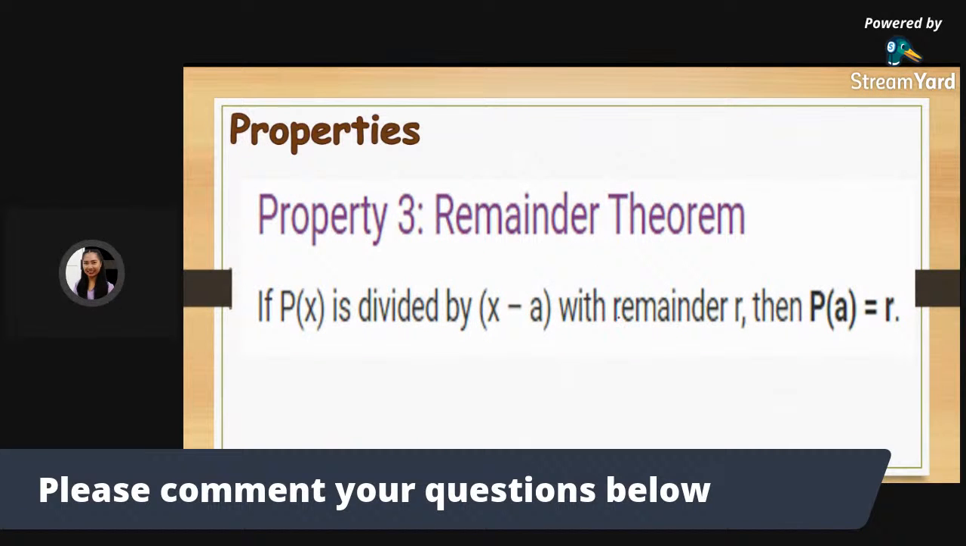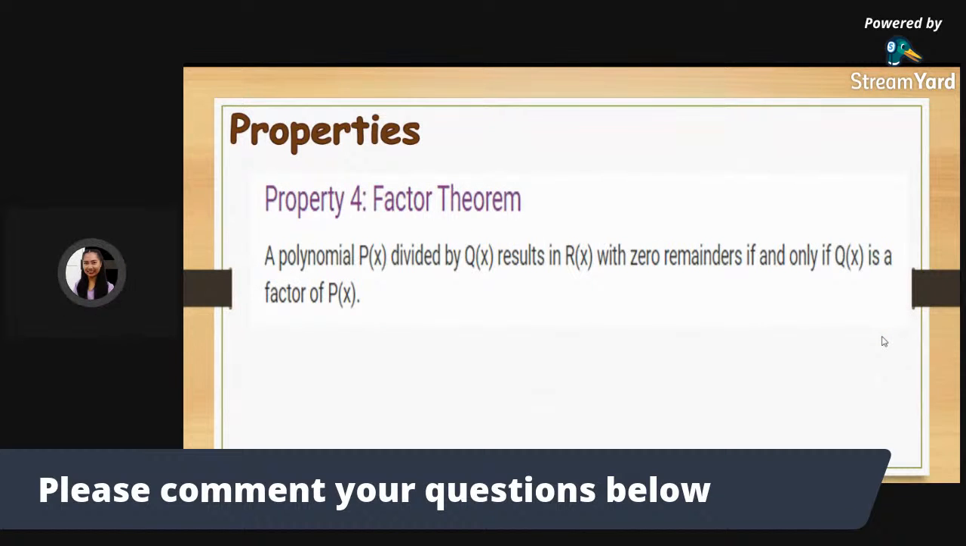Okay, let's go back to the third property. It states that if p of x is divided by x minus a with a remainder r, then p of a is equal to r. So the answer for p of a is our remainder. And also we have the factor theorem. A polynomial p of x divided by q of x results in r of x with 0 remainder if and only if q of x is a factor of p of x. So when q of x is a factor of your p of x, then your remainder will equal 0.